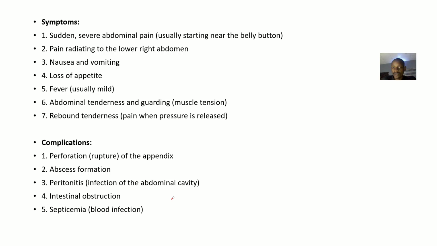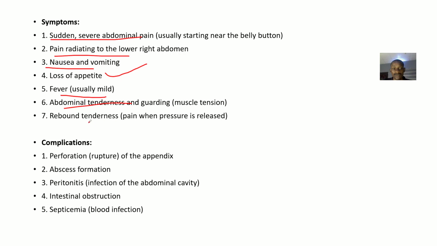Moving to the symptoms. It's a sudden or severe abdominal pain. All right. And this sudden or severe abdominal pain usually starts near the belly button. Now this pain will radiate to the lower right abdomen. Okay. There's nausea and vomiting. When you're taking food, you feel like vomiting, or you might even be vomiting. There's loss of appetite. You're not enjoying your abdomen, so you don't even want to eat again. There's fever, which is usually mild. There's abdominal tenderness or guarding. The person will not want you to touch the area.